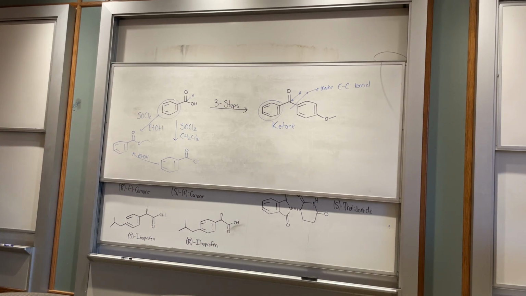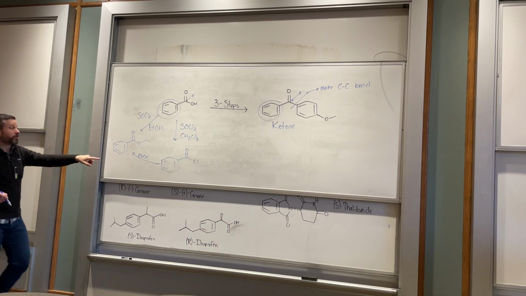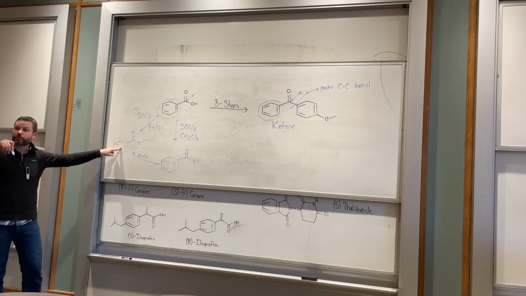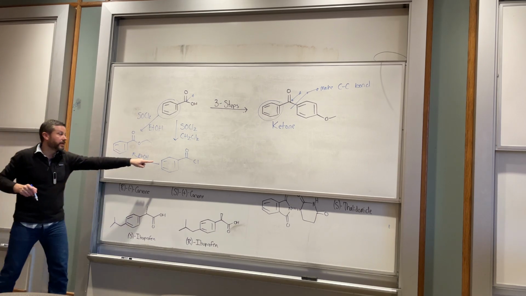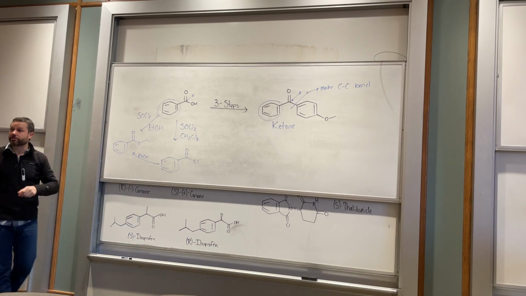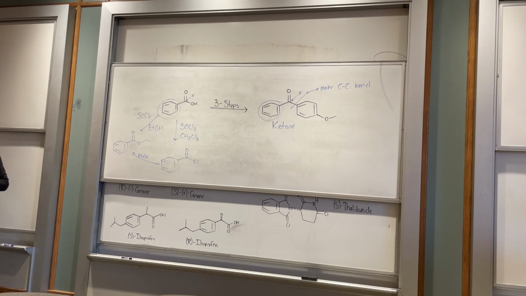Right, forming an acid chloride or forming an ester, right? But again, if we add a Grignard to an ester, we're going to get 2 additions of that Grignard, and we're going to make a tertiary alcohol. Same thing with an acid chloride. If we add a Grignard to an acid chloride, we're going to get 2 additions, and we're going to form a tertiary alcohol.